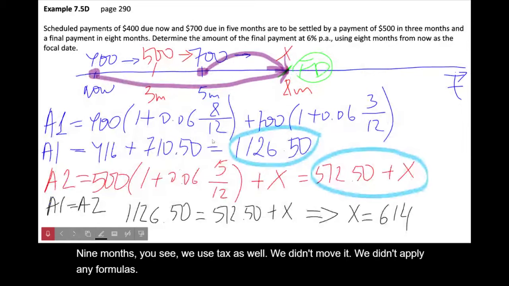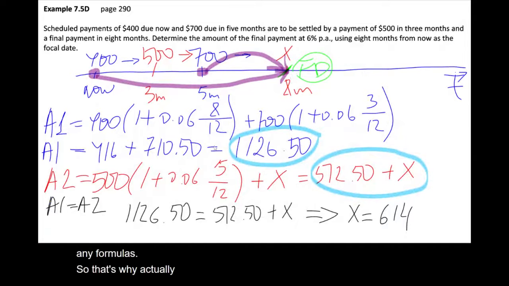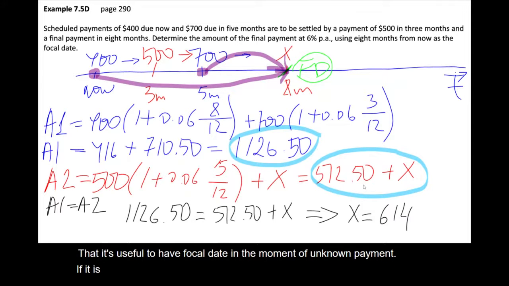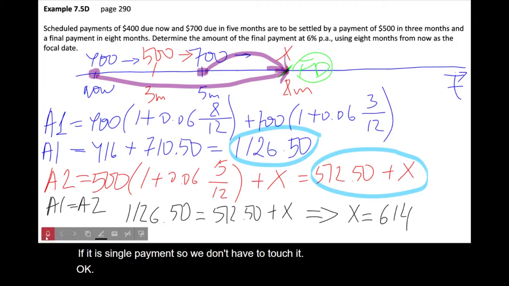So that's why this first rule exists: it's useful to have the focal date at the moment of a known payment, if it is a single payment, so we don't have to touch it.